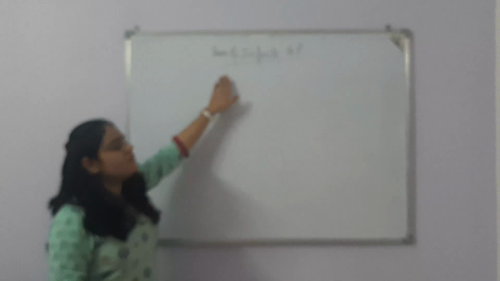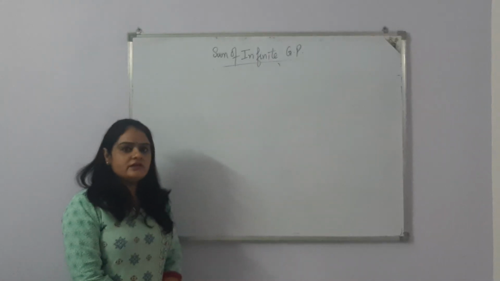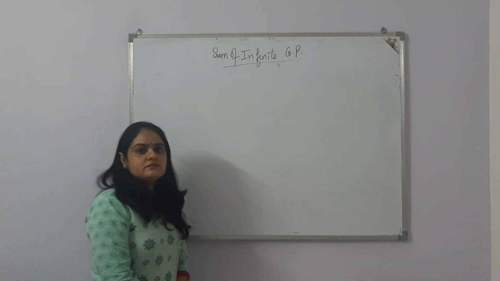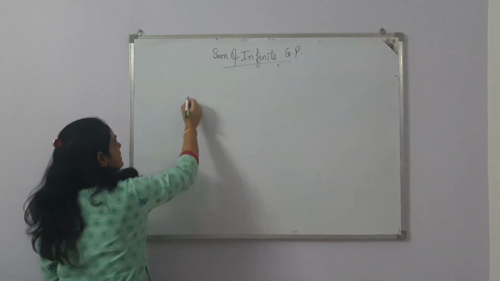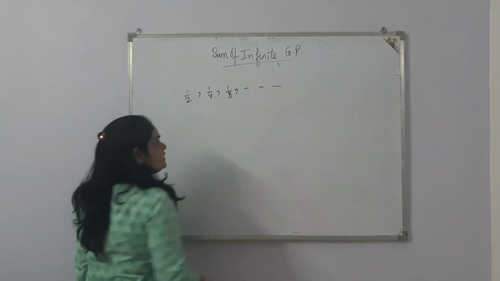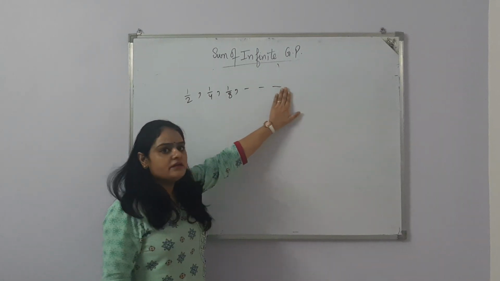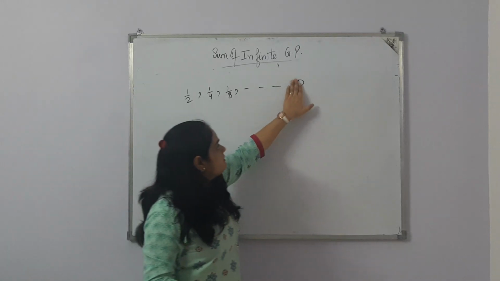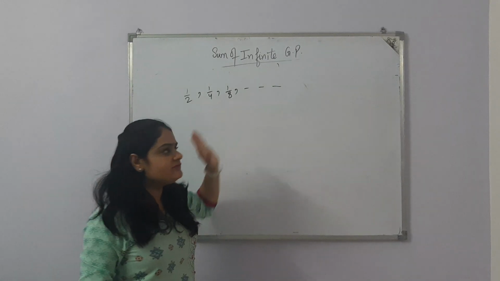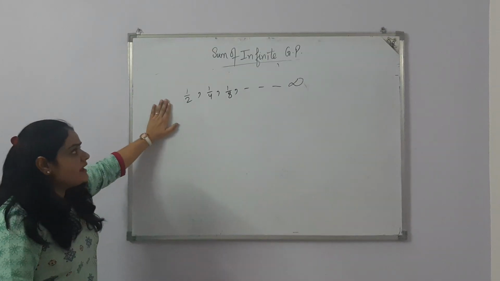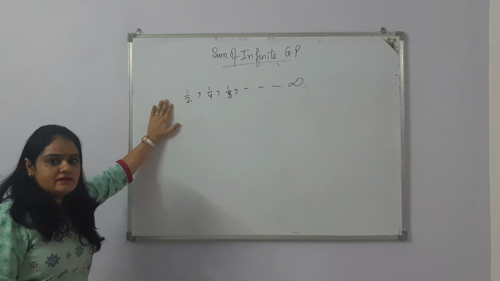We are doing geometric progressions and the next topic is sum of infinite GP. That means now instead of having n terms in GP, we have infinite terms. For example, if we have 1 by 2, 1 by 4, 1 by 8, and so on up to, there is no nth term here. It is going up to infinity, or we can write the infinity symbol. Okay, so now what is the sum of infinite terms of GP?